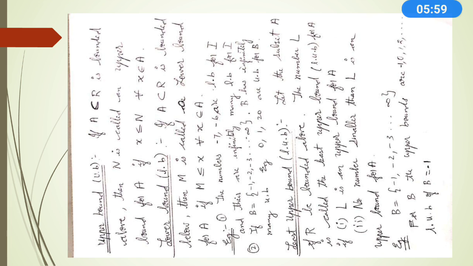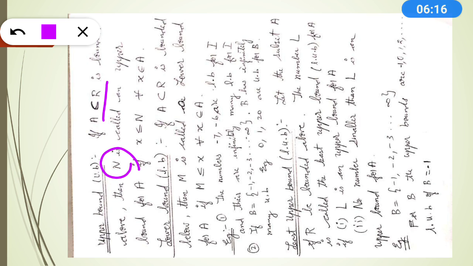Now we'll move on to upper bound. First we'll see what is upper bound, then we'll move on to least upper bound. Upper bound means if I have a set A contained in R that is bounded above, then that number n is called an upper bound for the set. Similarly, if I am able to find an element m such that m is less than or equal to x, then this m is the lower bound for the set.